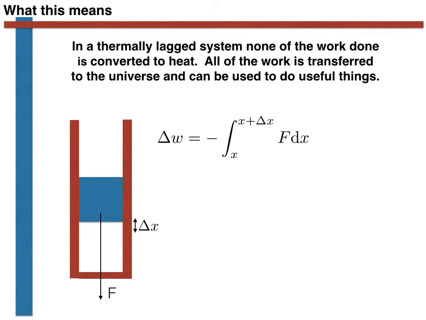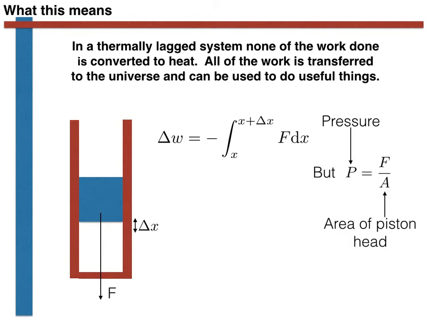Now recall that pressure is defined as force divided by area. In this case, I could thus rewrite the force F acting on the gas by multiplying the pressure the piston head applies to my gas by the area of the head of the piston that is in contact with the gas. This allows me to rewrite my expression for the work done in pushing back the piston head as shown here.